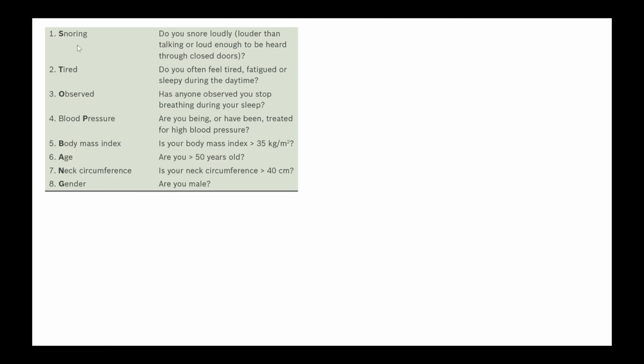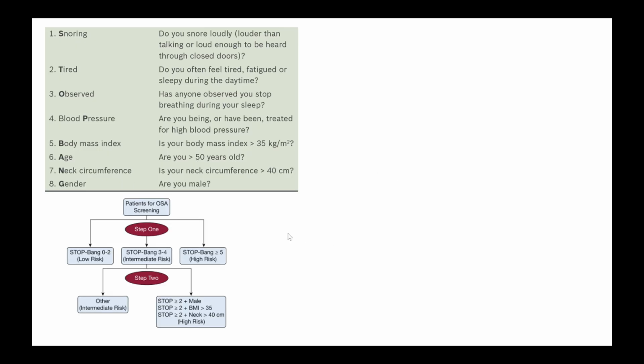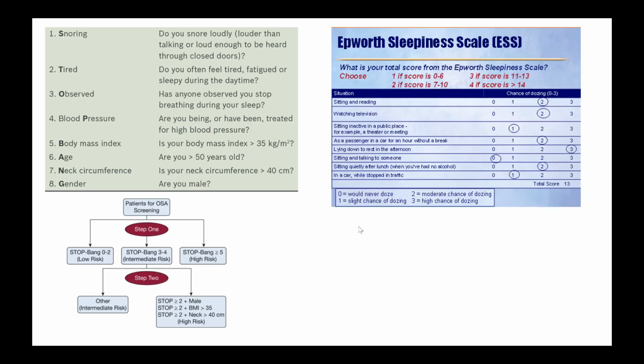Now, the STOP-BANG questionnaire, all of you know, comprises snoring, tired feeling in the morning, somebody observing that the patient is choking or stopping breathing, and increased blood pressure. So, STOP. And BANG is body mass index more than 35, age more than 50, neck circumference more than 40, and it is usually male gender patients. Based on the STOP-BANG, you can decide how to screen the patient and how to assess the risk also.